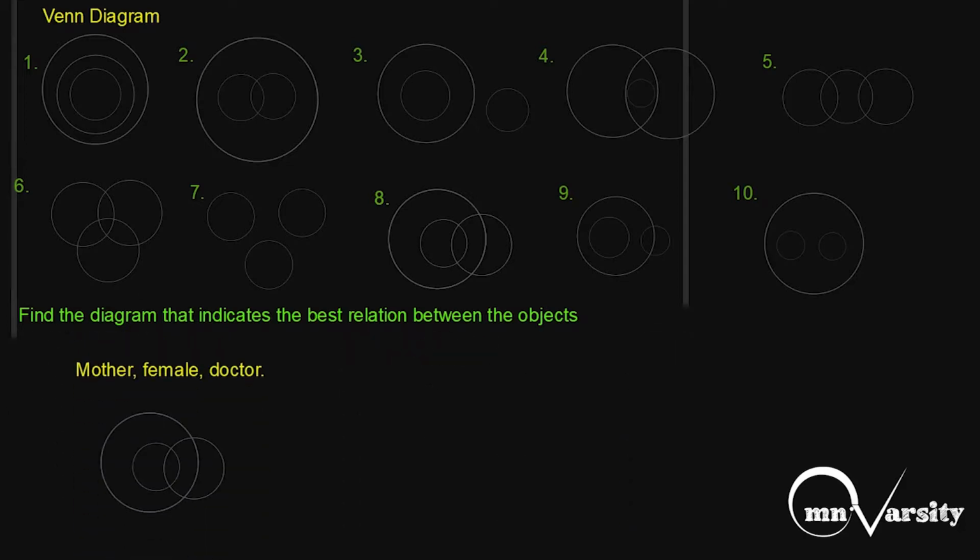In the next question we have mothers, female and doctor. So let the bigger circle be of females. A mother has to be a female, so I'm going to put a circle inside female and name it mother. The third circle is of doctors. Now doctors can be female, mothers or male. This intersection shows doctors who are mothers and this part shows doctors who are female.